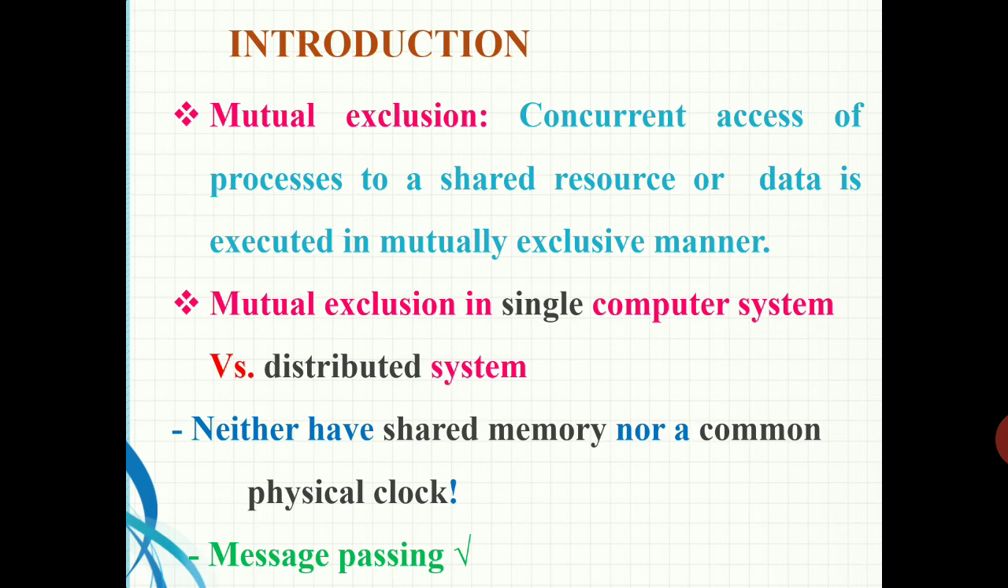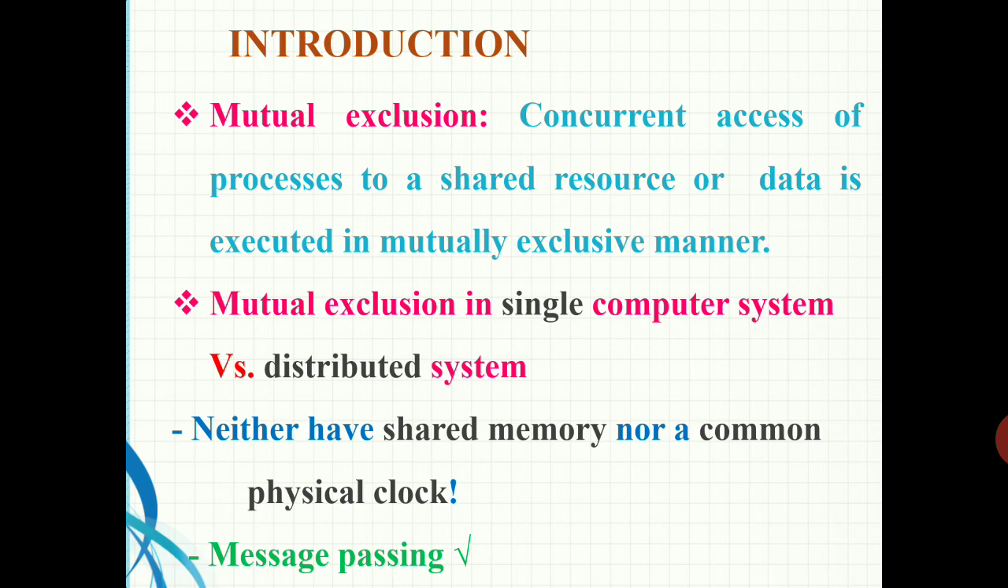But in the case of a distributed system, we have neither shared memory nor a common clock. That is a problem. So in a distributed system, there is no common clock and no shared memory. To solve the mutual exclusion problem in a distributed system, the only solution is message passing. So we are using message passing to achieve mutual exclusion in the distributed system.